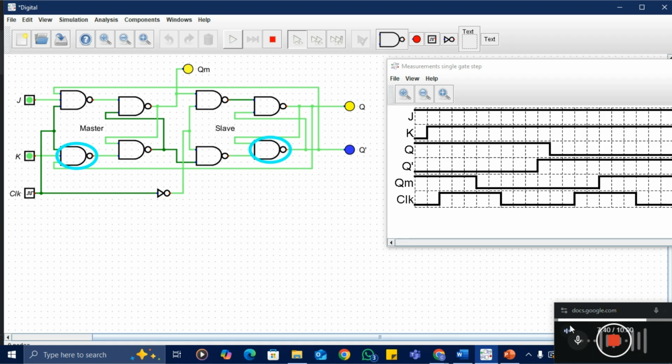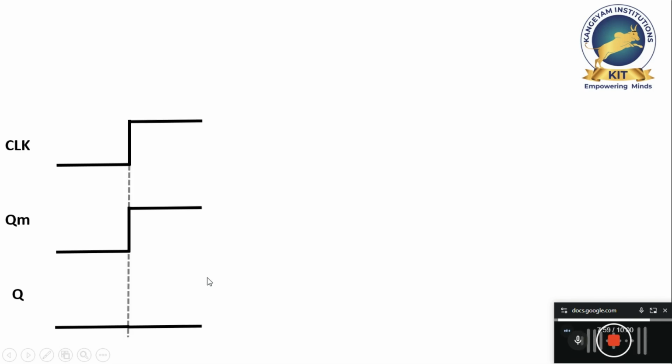I will show you the timing diagram analysis also. When the clock is low, QM is also low and Q is also low, assuming the previous state is 0 0. Now when the clock becomes high, QM becomes high. This is the master output. But Q still maintains the low condition, since Q is the slave output. Whenever the clock becomes 0, now Q toggles.